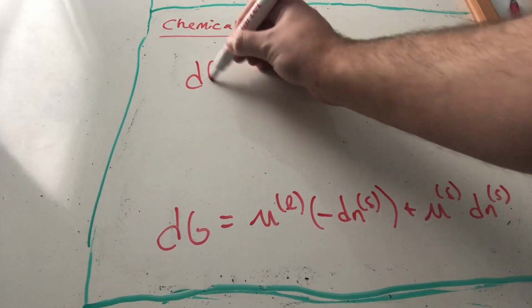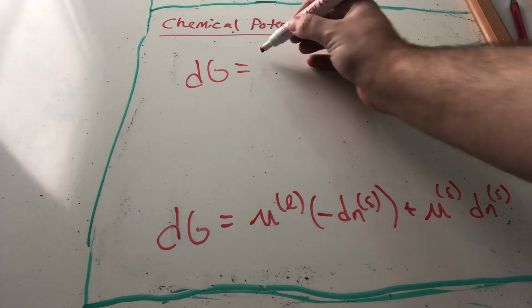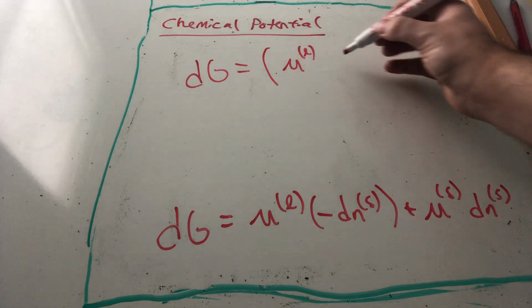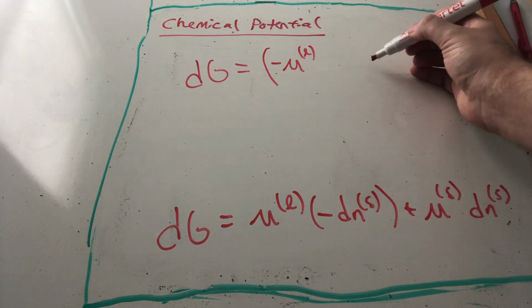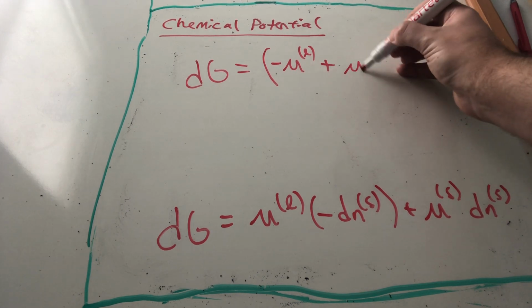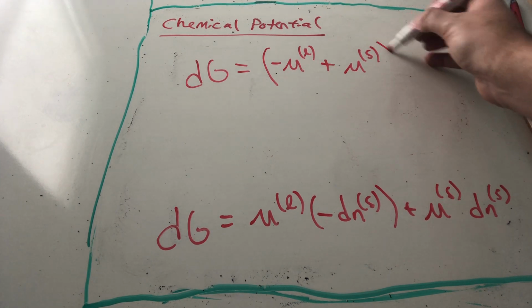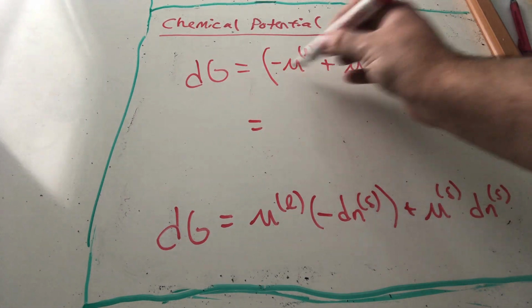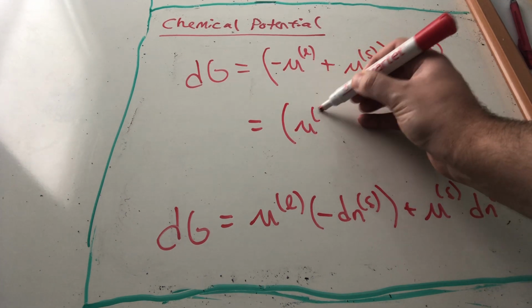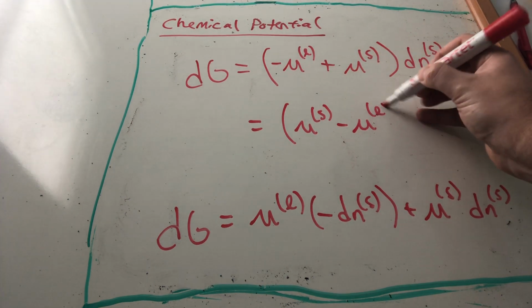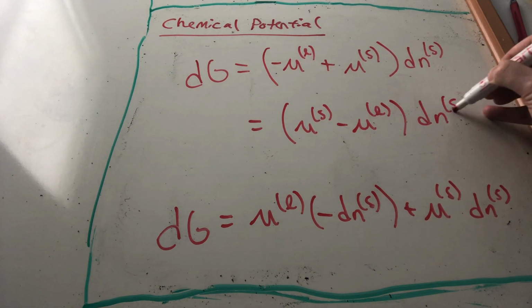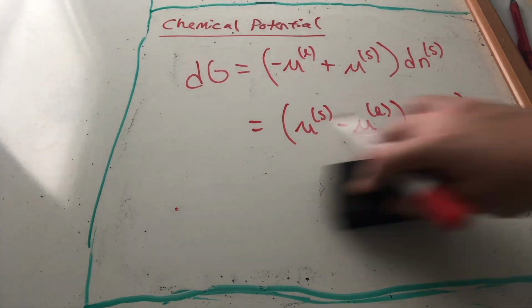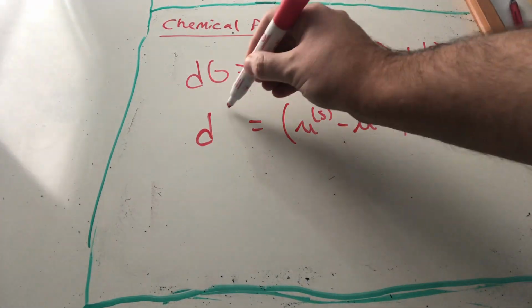So let's rearrange this and write our final expression that we can analyze. dG looks like negative mu L, the chemical potential for the liquid, plus mu solid, the chemical potential for the solid, times dN solid. Sometimes it's easier for us to rearrange this inside here so that it looks like a subtraction. So again, what we have now is an experiment where we can calculate a dG.